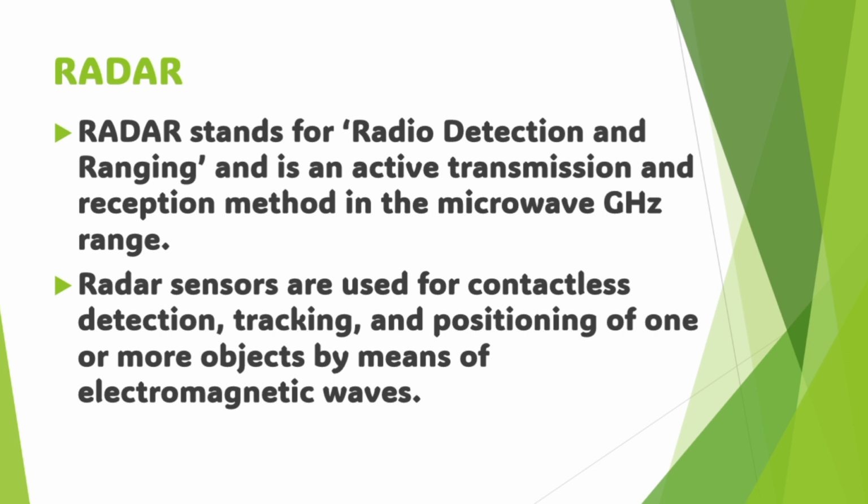So radar means nothing but radio detection and ranging, which is used for gathering information of distant objects or targets by sending electromagnetic waves. These are the sensors which are used for contactless detection, tracking and positioning of one or more objects by means of electromagnetic waves, to collect the information of different objects which are present at a far distance. So this is mainly used for distant objects.